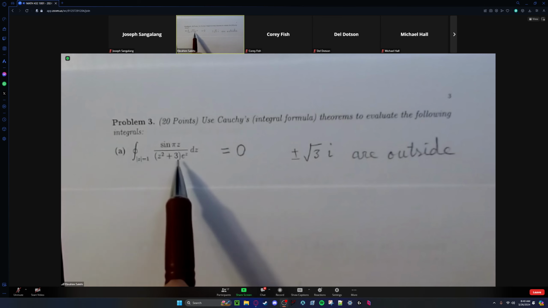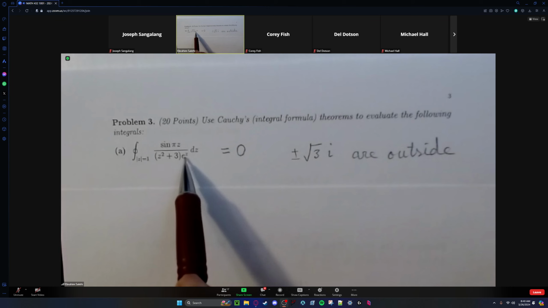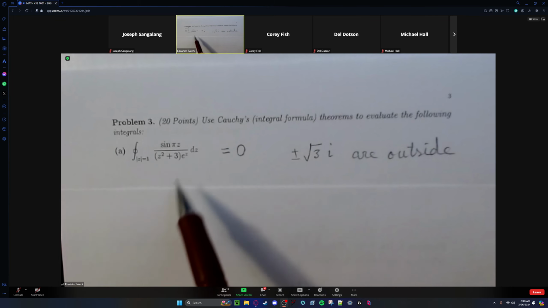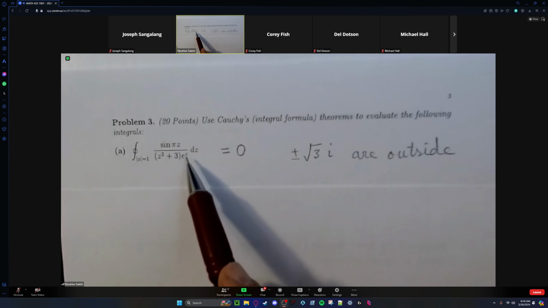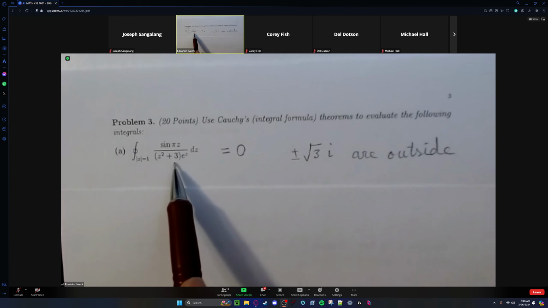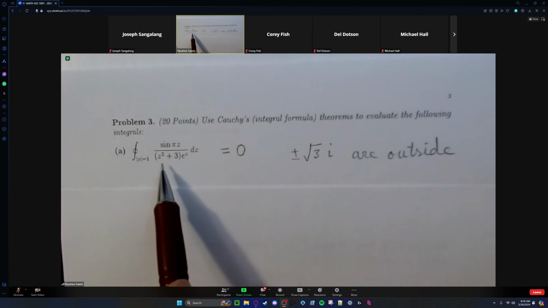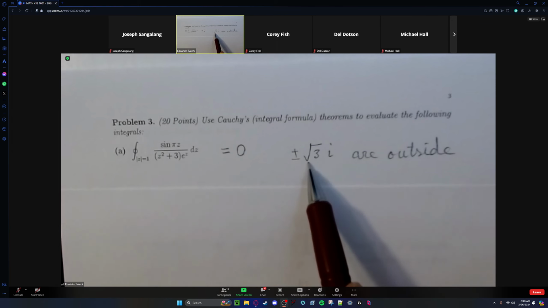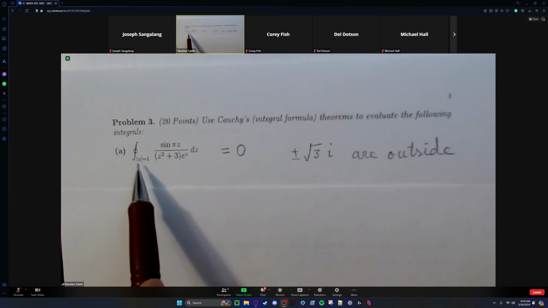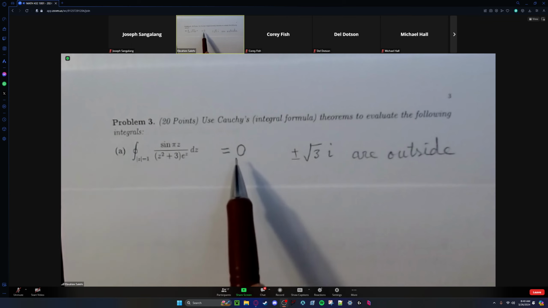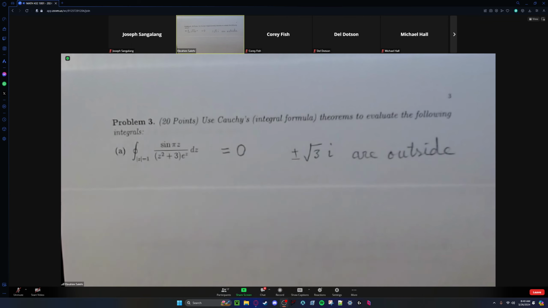And the bad points or singularities: e to the z is fine, it can never be 0, right? The zeros of the denominator are the singularities. E to the z can never be 0. This one can be 0, of course, and that is at these points. But both of these are outside this unit circle. So by Cauchy's theorem, the integral is 0. Done.